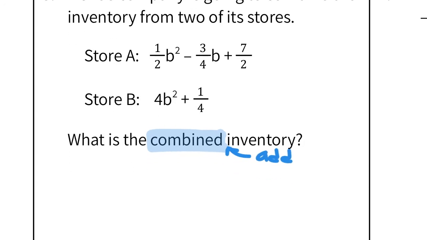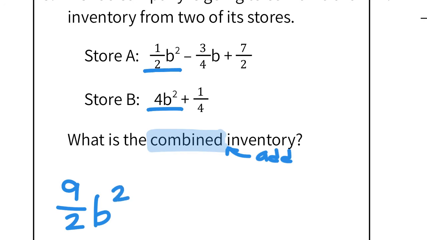So we're going to look for like terms. Store A and store B, they both have a term that has b to the second power. So I'm going to combine that. What is 1/2 plus 4? It is 4.5, but you need to write that as an improper fraction. So that would be 9/2b to the second power.